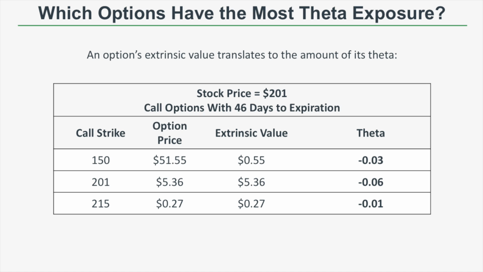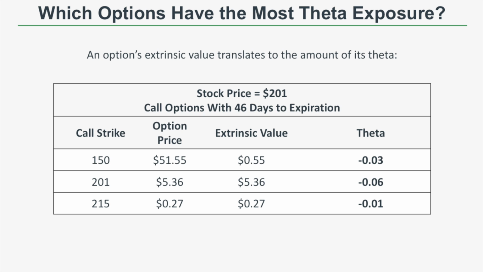So if we look at these options here, we're looking at a stock that is trading for $201. Now, let's say we're looking at the call option with a strike price of $150. So this call option is deep in the money. It has $51 of intrinsic value and only 55 cents of extrinsic value. Now the theta on this call option is negative 0.03.